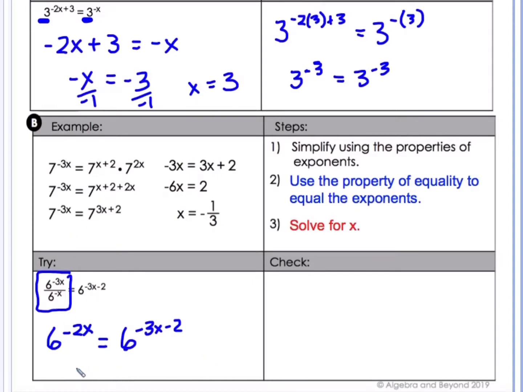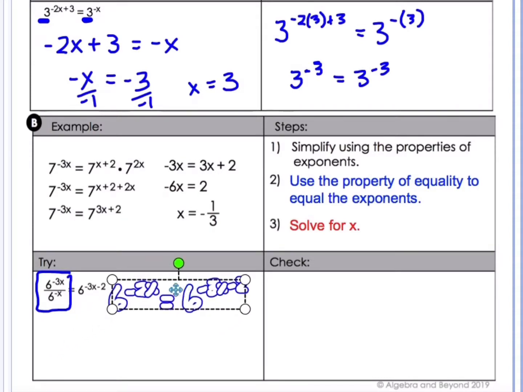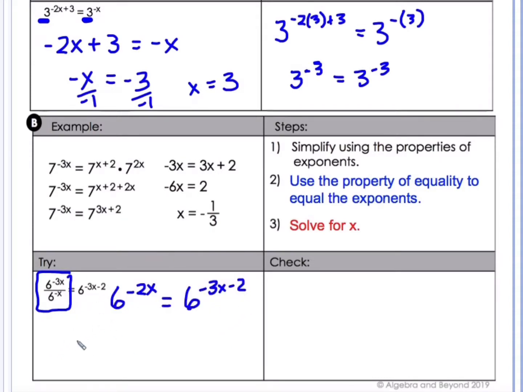So now we'll have negative 2x. I'm going to move this up so I have more space. Okay. And I'll equal negative 2x equals negative 3x minus 2. I'm going to add the 3x over here, so I'll have x equals negative 2. And again, we always want to check.